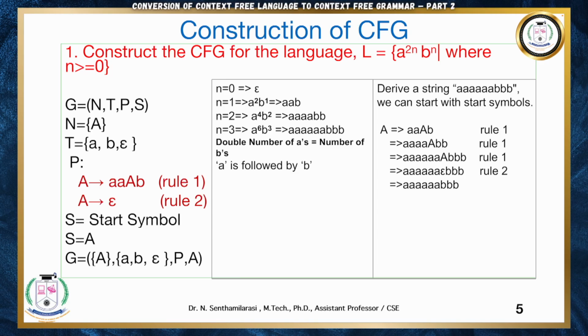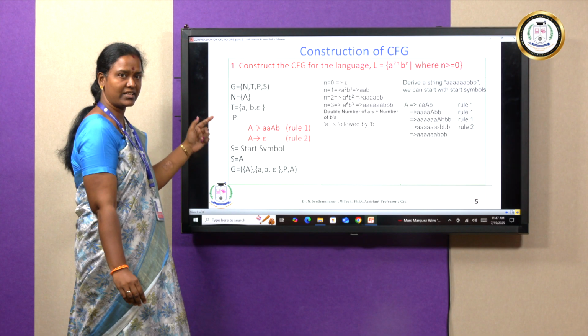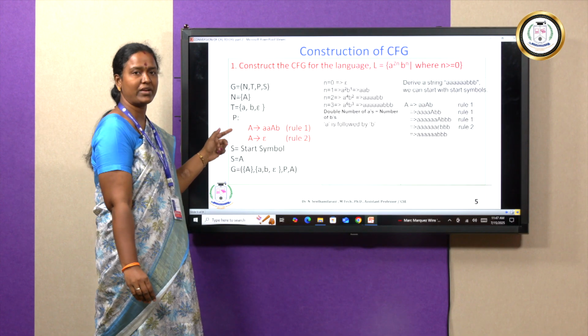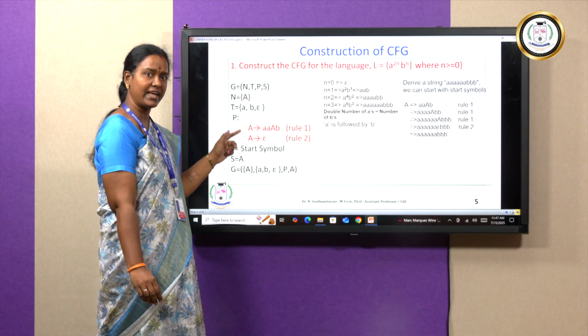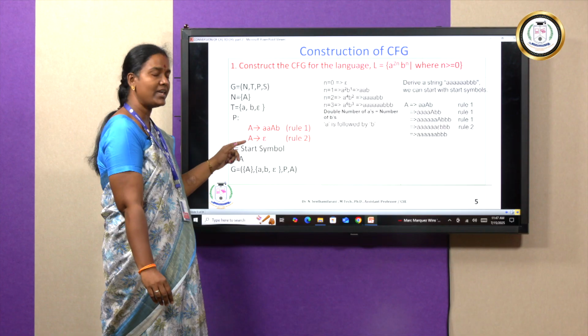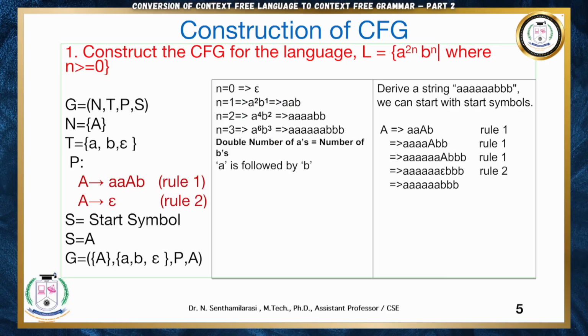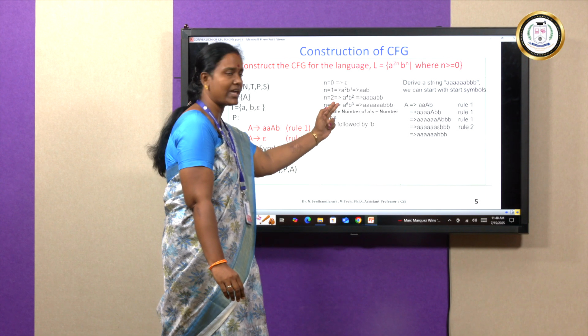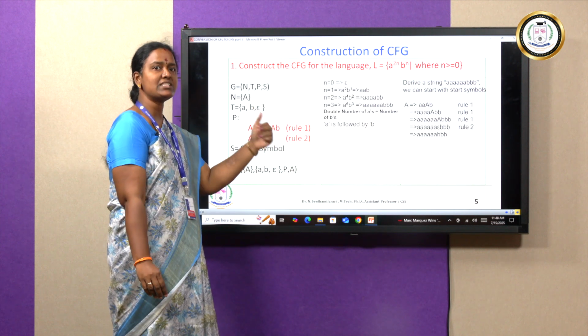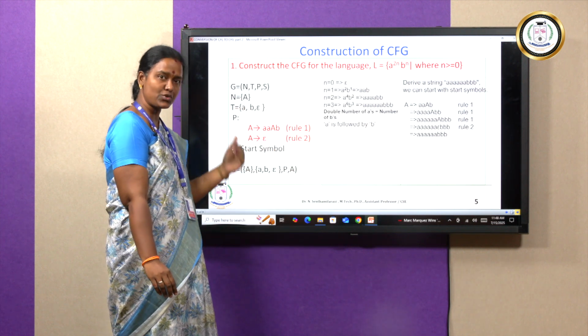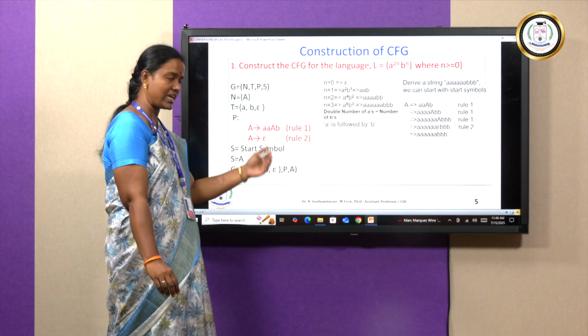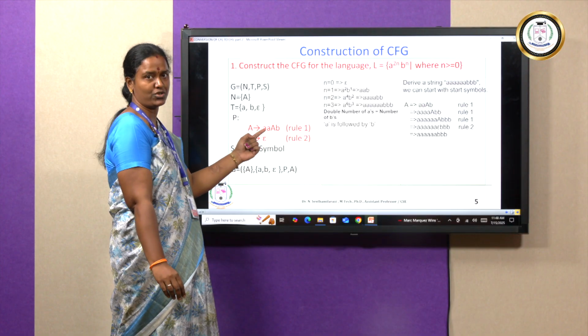According to that, I am going to construct the production rule first. How will I construct the production rule? Normally, for a power n b power n with n greater than or equal to 0, it will be A implies aAb. But here they have given multiples, a power 2n, which means we have an additional 2 a's in the beginning. If it is in multiples, we need to add that many a's in the beginning of the production rule itself.